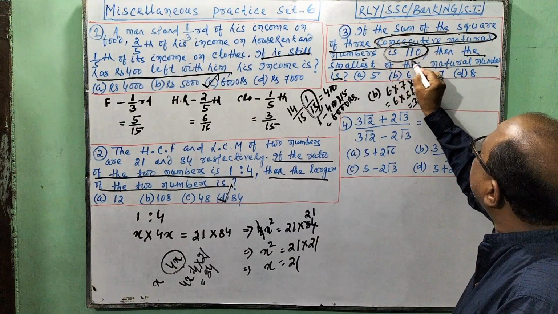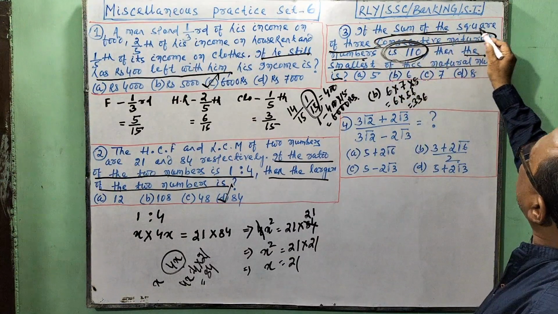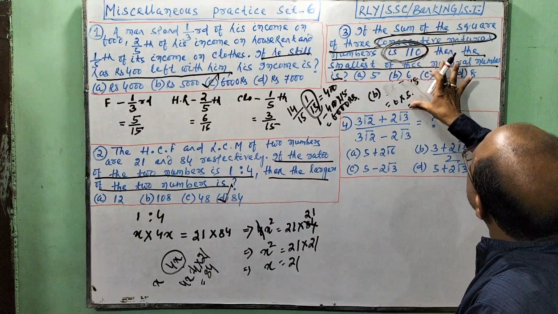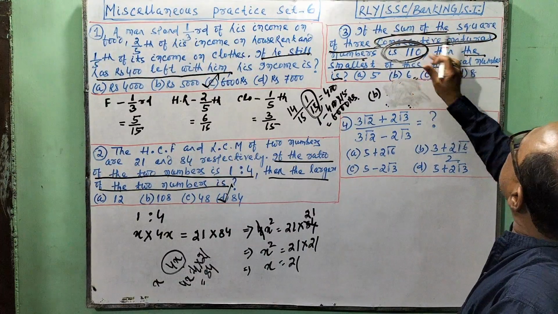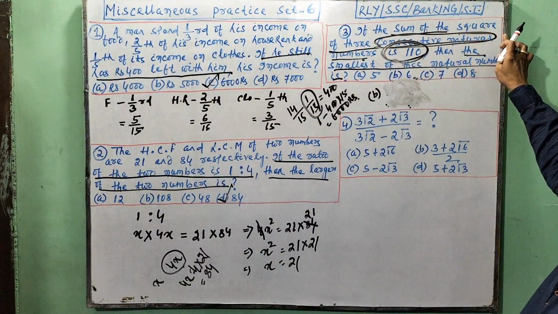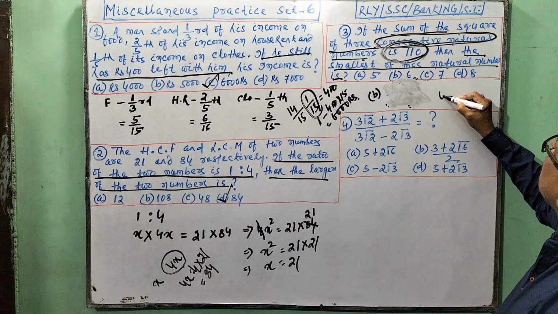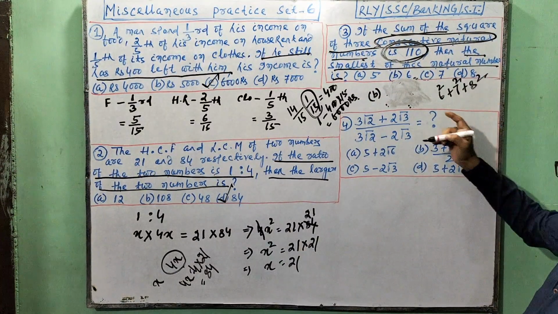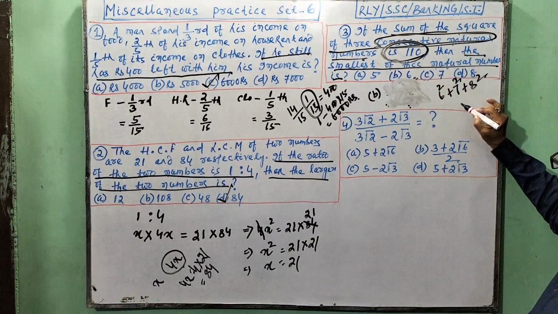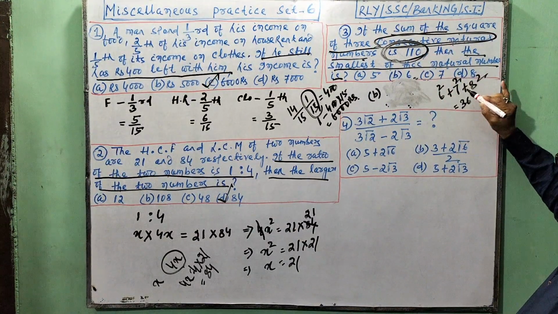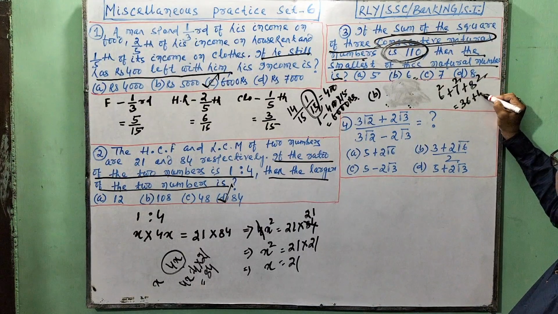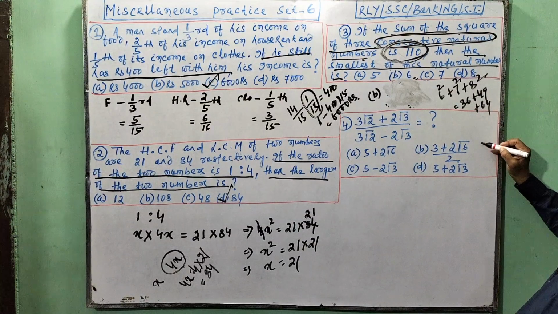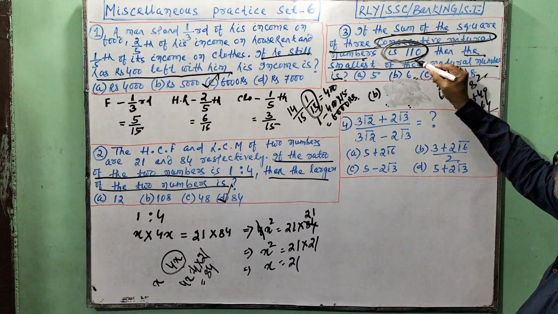The number is 110. The question is: the sum of the squares of three consecutive numbers. Suppose you take 6: 6 squared is 36, then the consecutive 7, 7 squared is 49, then 8, 8 squared is 64. Then we have the sum.